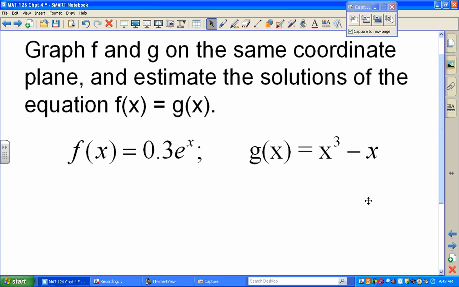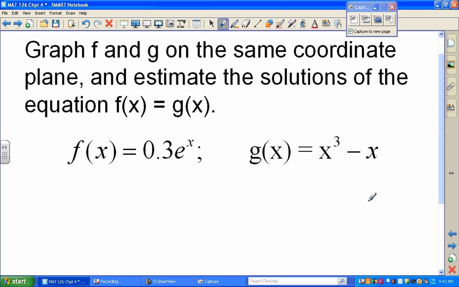How do you think you're going to do this last problem? It says graph f and g on the same coordinate plane. Estimate the solutions of the equation f of x equals g of x. How would I do it? Or how should you do it? What's the most efficient way? If f of x equals g of x, can you just take their solution? No? Graph it. How would you graph it?